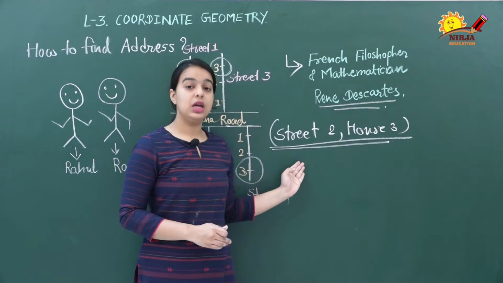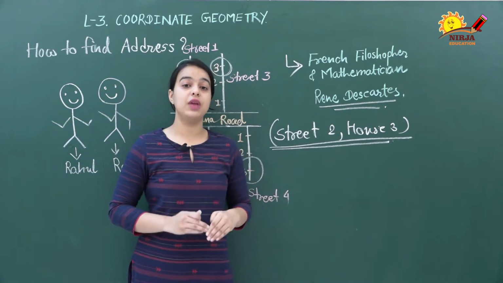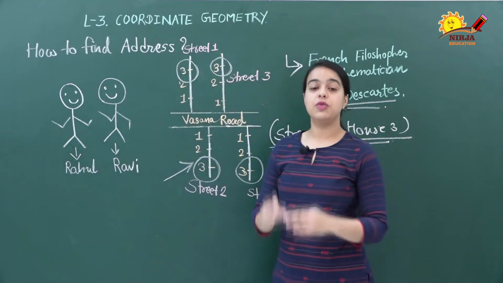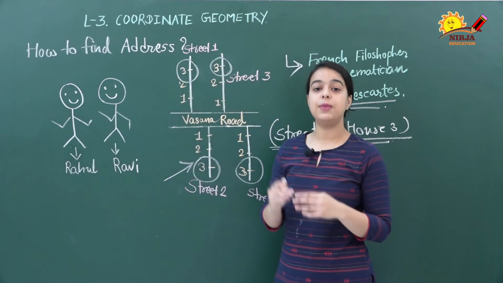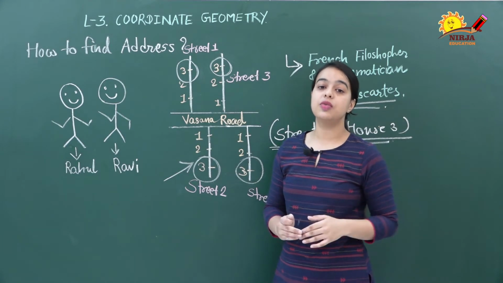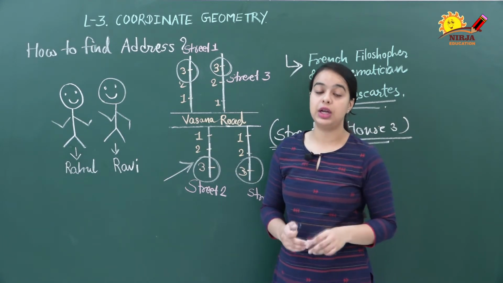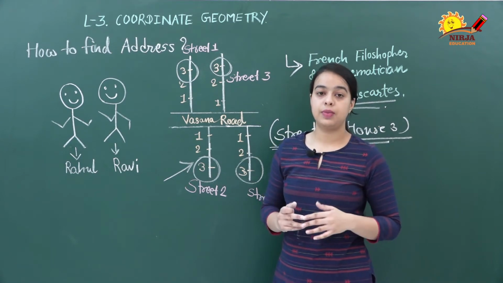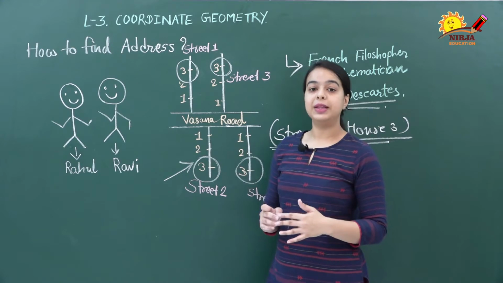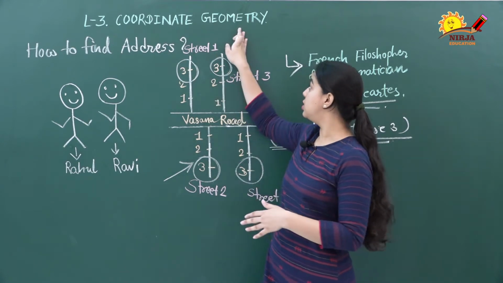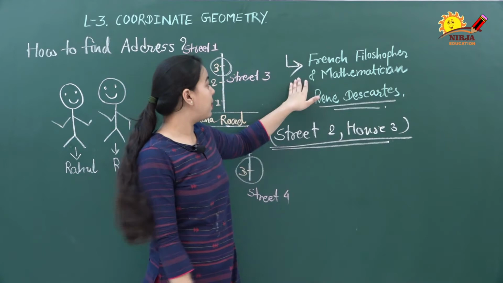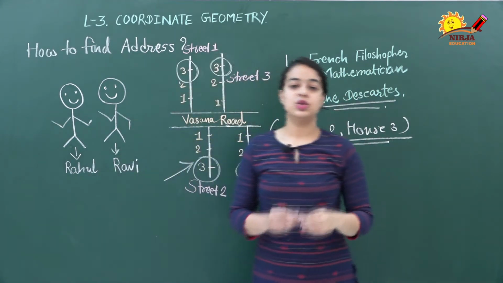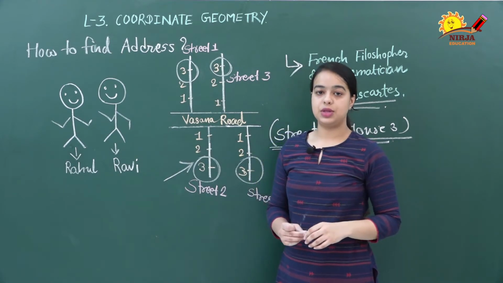So my dear students, if we want to find the location, we are in need of 2 reference points, as you can see over here. Same as if we want to locate any point on the plane, there also we are in need of 2 reference points, and those reference points are known as coordinates. And this idea of mathematics is known as coordinate geometry, which was discovered by French philosopher and mathematician René Descartes. So now let's see more in this chapter.